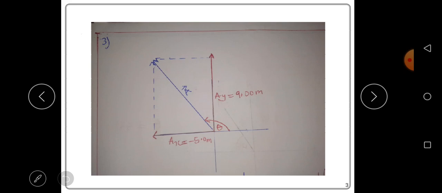The x component is negative 5, so it's going in the negative direction. Then the y component is positive, so it's going in the positive direction. So we can tell that this vector is in the second quadrant. What is the question requiring us to do? They want us to find the magnitude of the vector and also the angle. So what do we do? Let's continue.